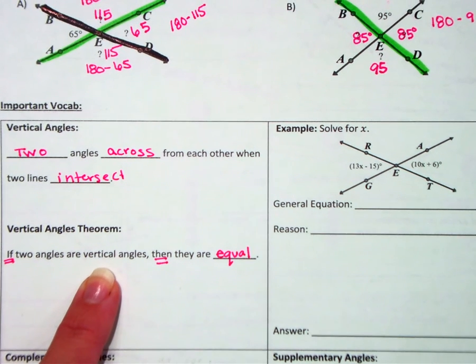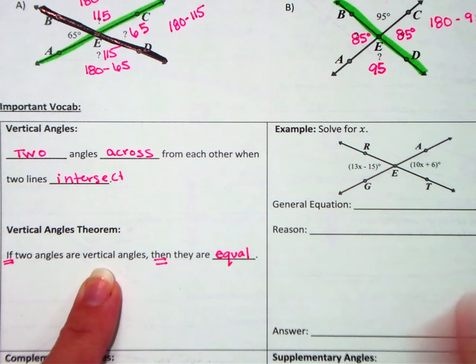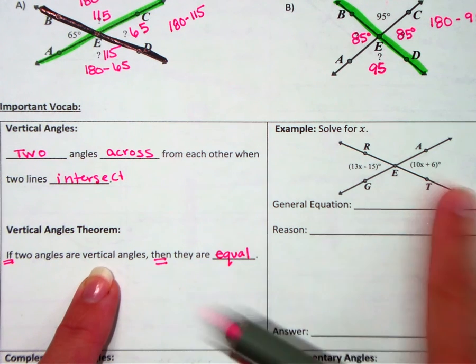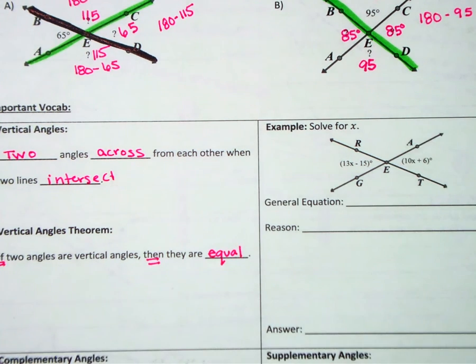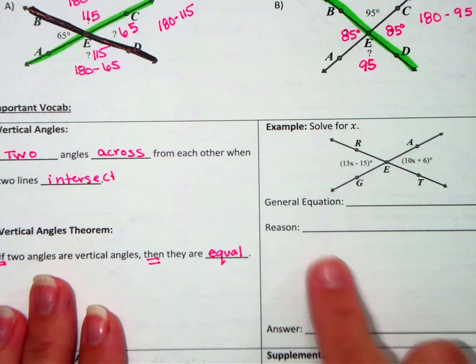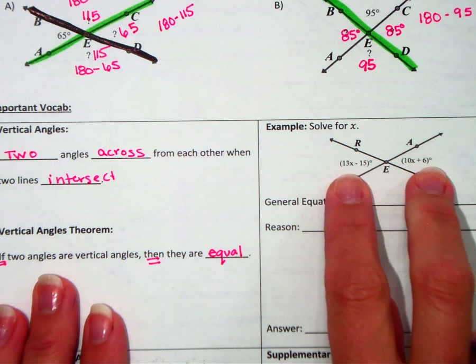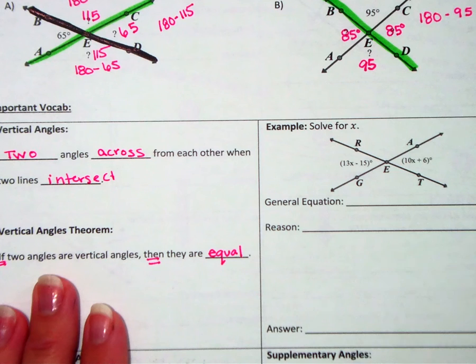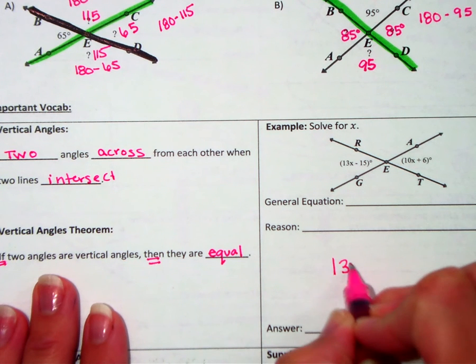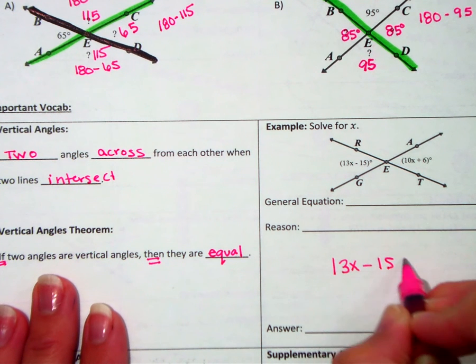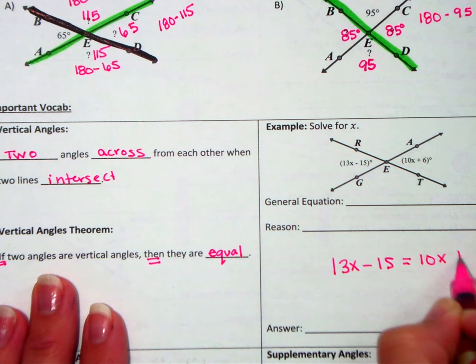Okay, so an example here, we're going to solve for x over here. This kind of is set up as your general equation, reason, and then your work kind of format that we've been doing. So I can see I have two lines that are intersecting. It has to happen. It's almost like an X marks the spot, okay? That has to happen. Then my equation, so remember we've been talking about it's okay to write your equation first. So these two vertical angles are equal to each other. So your equation would be maybe 13x minus 15 is equal to 10x plus 6.